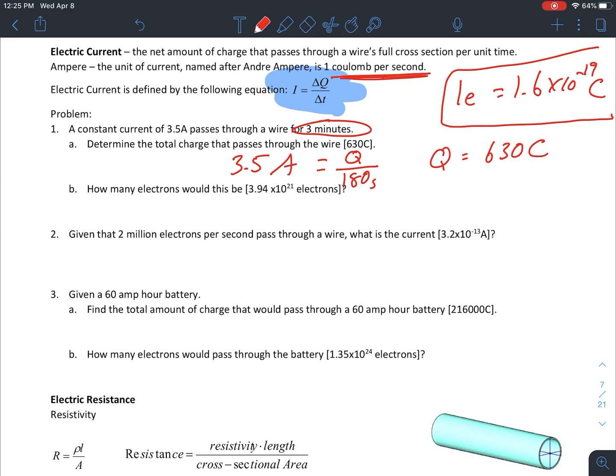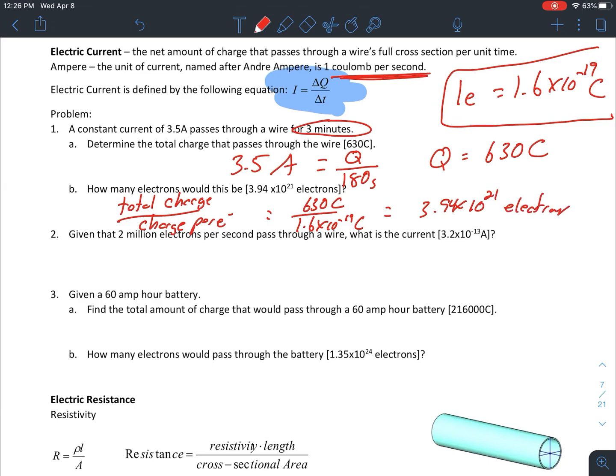So if we know the total charge and we know the charge per electron, you can look at it very conceptually and just divide the total charge by the charge per electron. So it's going to be our 630 coulombs divided by our 1.6 times 10 to the negative 19 coulombs. And we get about 3.944 times 10 to the 21 electrons.